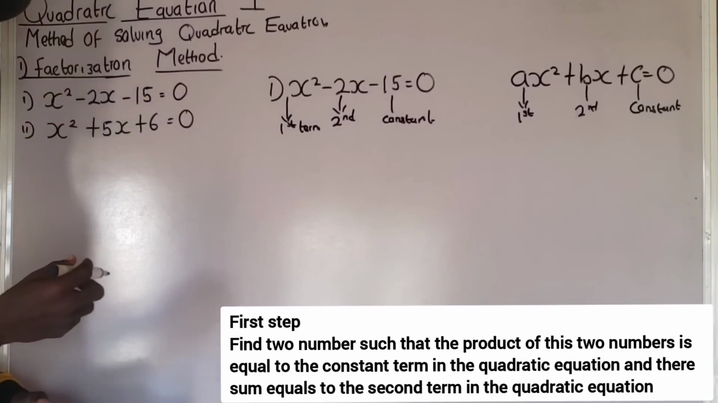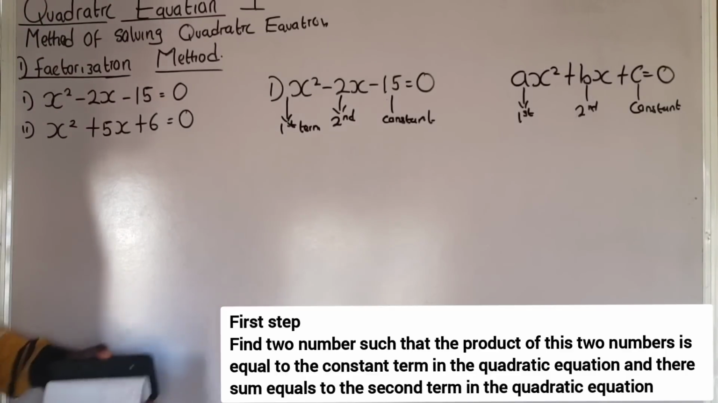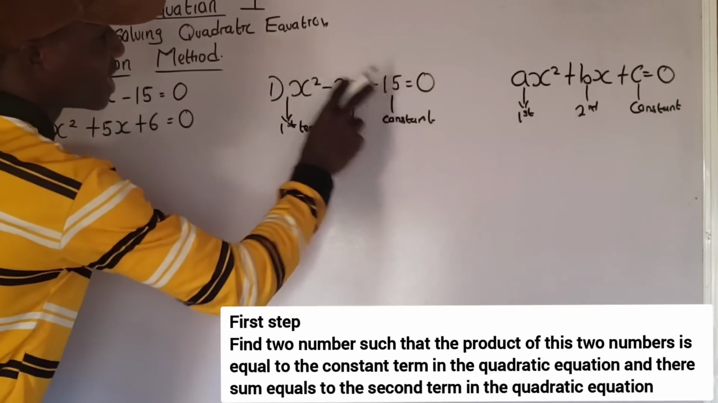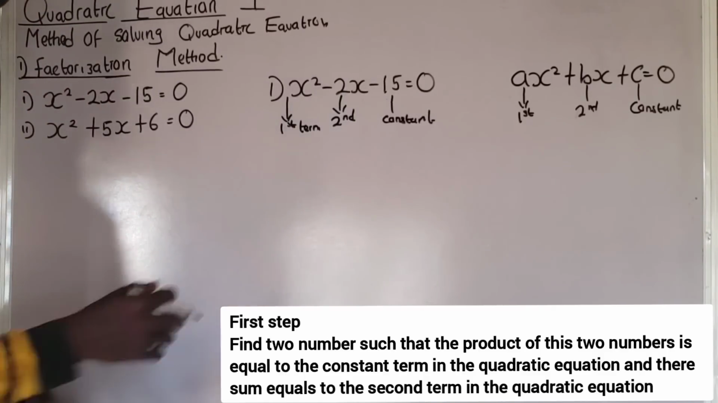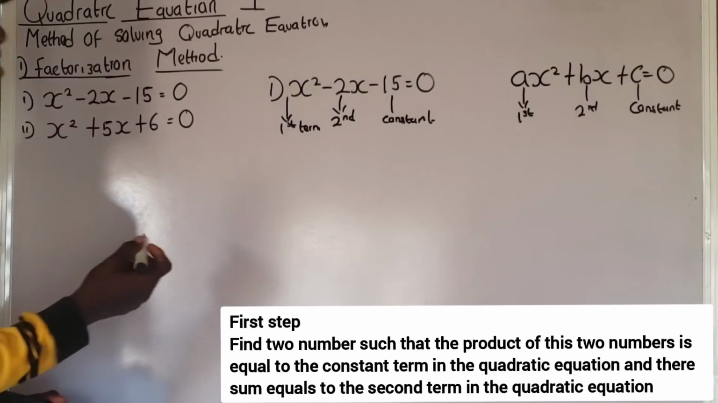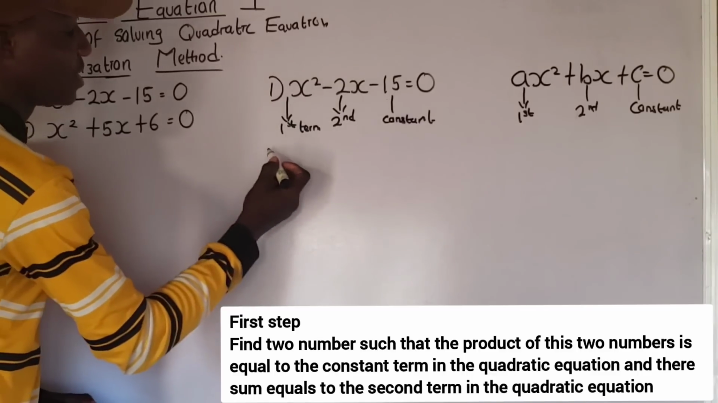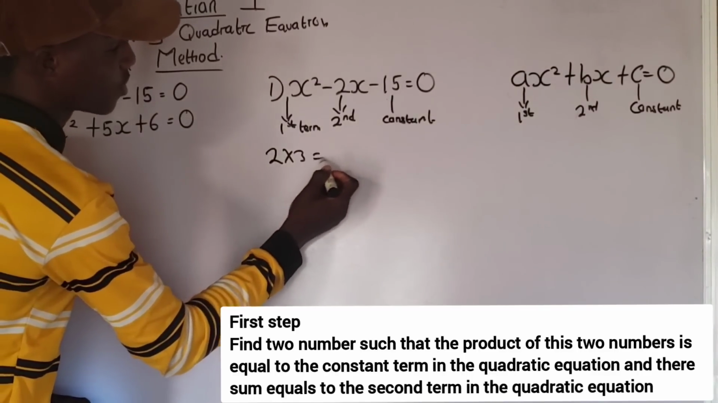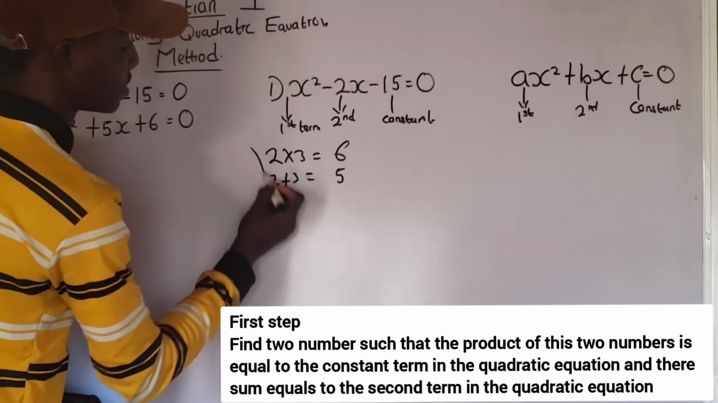Now, let's go. What are the 2 numbers in which by the time we take their product, we are going to have negative 15? And by the time we add these 2 numbers together, we are going to have negative 2. What are the 2 numbers? I don't know and you don't know. Let's check. Let's try 2 and 3. 2 times 3 equals to 6. 2 plus 3 equals to 5. So this is not correct.